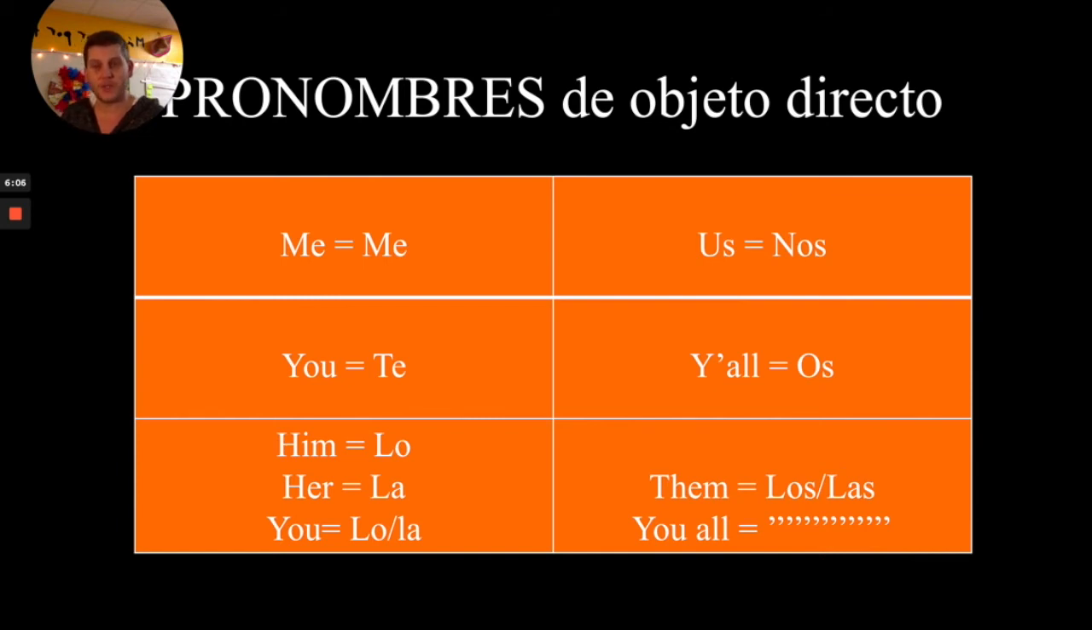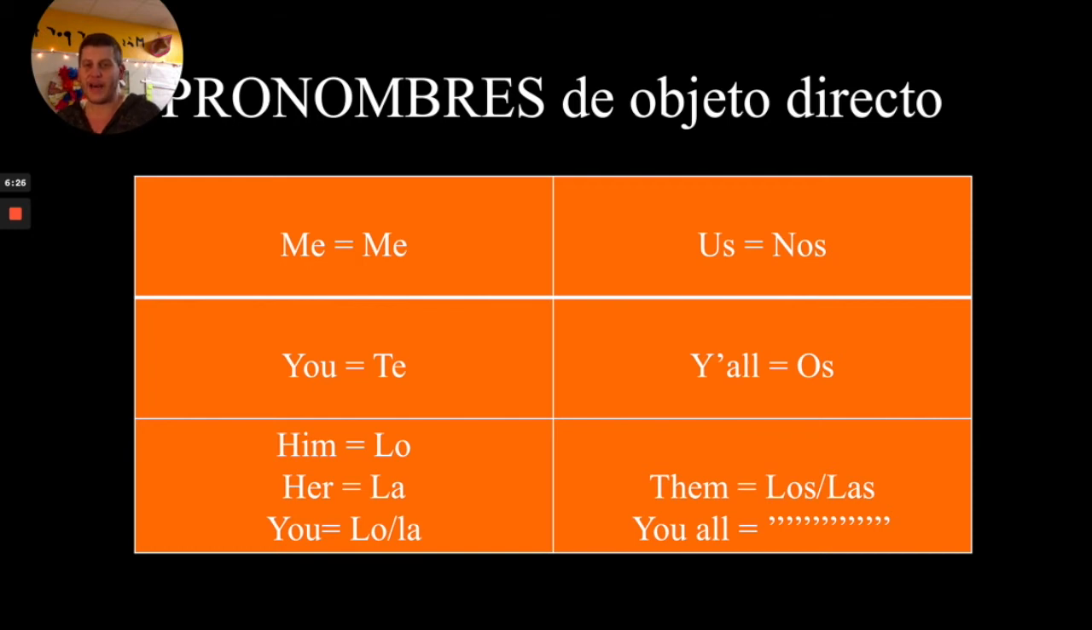He helps you, depends on if you're a boy or a girl. If he helps you and you're a dude, it's lo, but if you're a girl, it's la. He helps us. Us is the object, so us is nos. He helps y'all. Again, this is the informal plural, and it's only used in Spain, os.